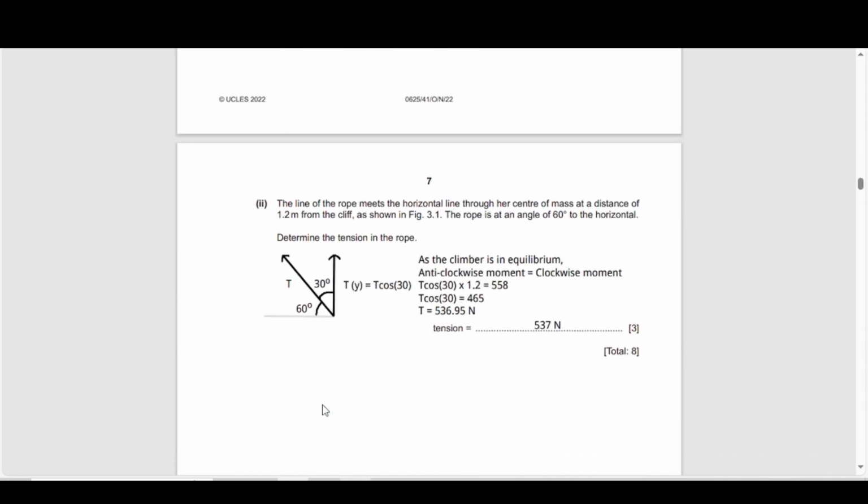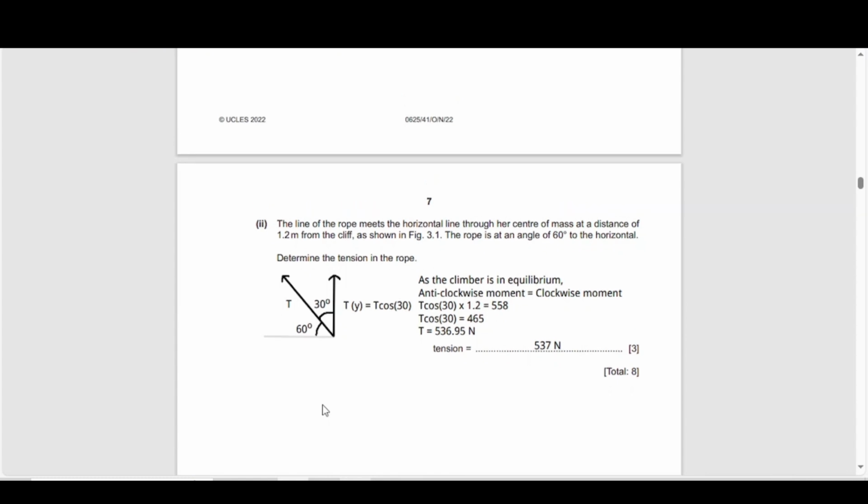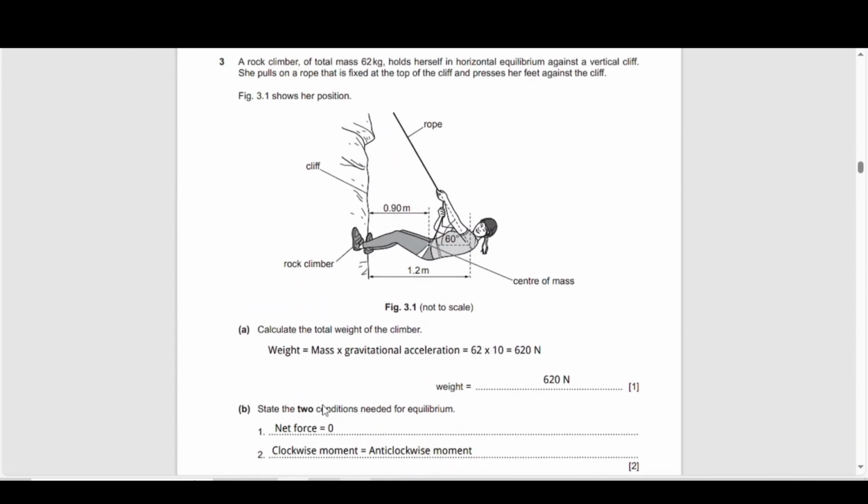Part 2 says the line of the rope meets the horizontal line through her center of mass at a distance of 1.2 meters from the cliff, as shown in figure 3.1. The rope is at an angle of 60 degrees to the horizontal. Determine the tension in the rope. So the tension in the rope acts along the direction of the rope, right? So that's going to be at this angle. And we have always said that when we do moments, the key thing is that we are calculating the force aspect or component that is perpendicular.